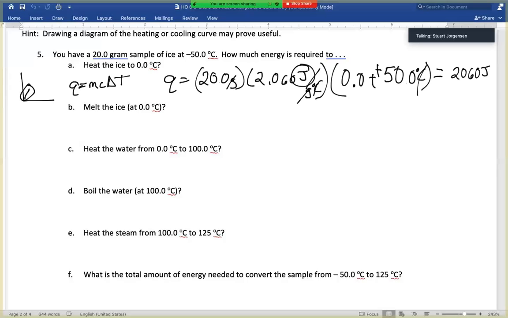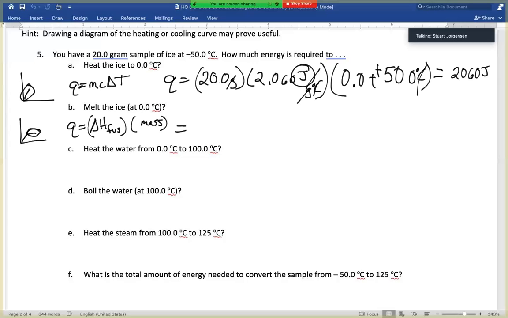B says we're going to melt the ice. Okay, back to our table here. If we're thinking about our graph, we've already heated it up to the melting point, and now we're going to start to melt it. So here we don't have a temperature change. So if we want to solve for Q here, it's going to be delta H of fusion times our mass.